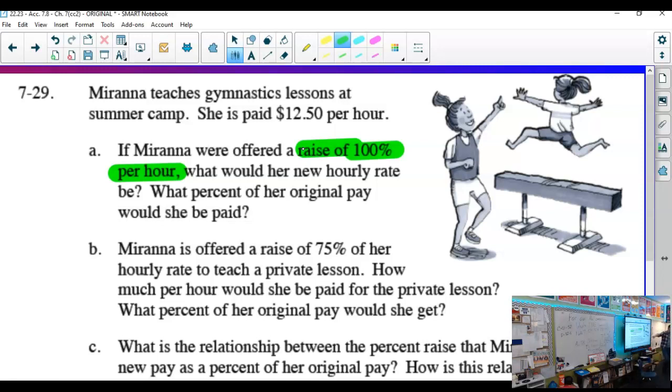75%. We've talked about a 10% rule. We've talked about a 1% rule. I don't even like using the word rule. Trick, shortcut, I don't know what to say.